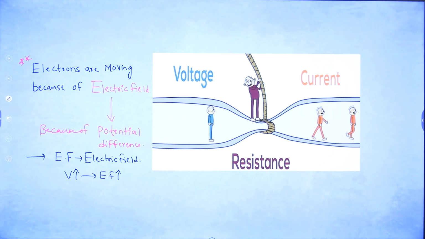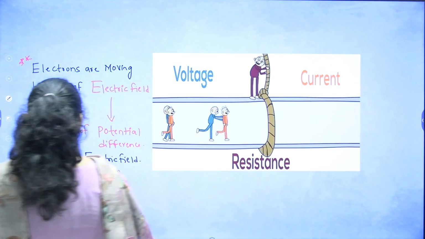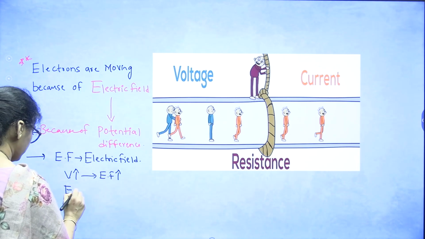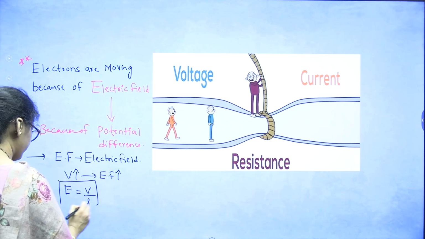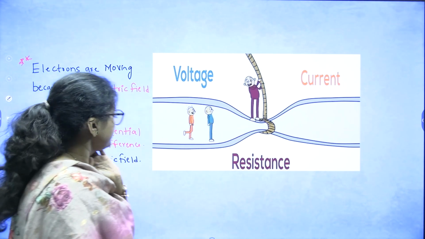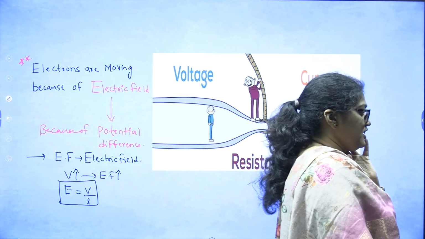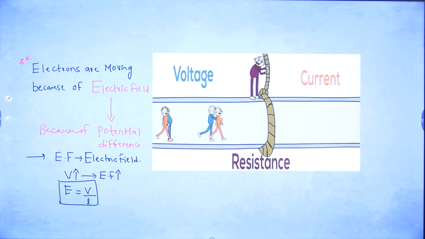Clear? Now can I write a formula like this? E is equal to V by L. You will study this formula very clearly in electrostatics. E is equal to V by L. I think this point was very clear for you. The statement was very clear: electrons are moving because of the electric field.